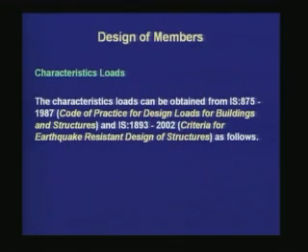Now, from where do we get the characteristic loads in an analysis? The characteristic loads can be obtained from IS 875-1987, which is the code of practice for design loads for buildings and structures, and IS 1893-2002, which is the criteria for earthquake resistant design of structures, as follows. That means we have two main codes which give us the characteristic values of the different types of loads.